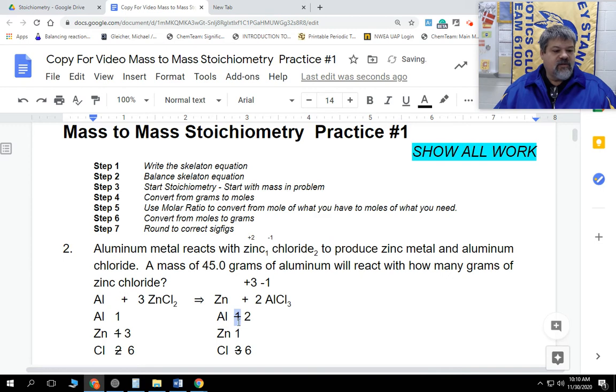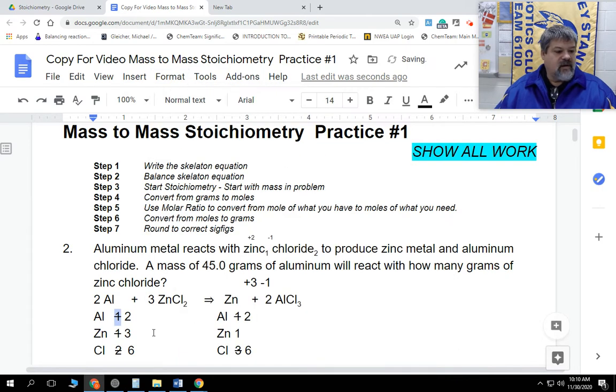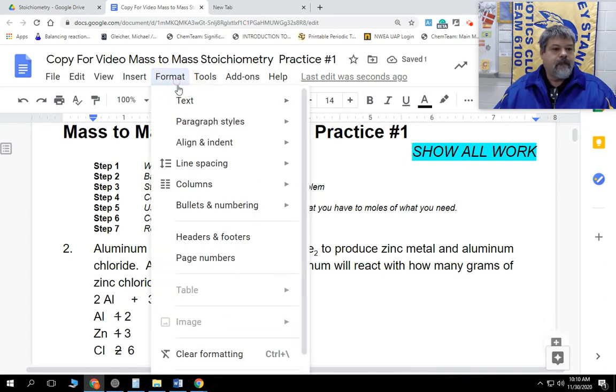So now I can change coefficients. I have 2 aluminums at this side. How do I get 2 on this side? What coefficient? What times 1 equals 2? So we're going to put a 2 there. That means that now our aluminum is correct. And we're going to go ahead to the zinc. I have 3 zinc on this side. I need 3 on this side. I can only change this, so I'm going to put a 3 right there. That means that changes to a 3, and I can get rid of the other one.